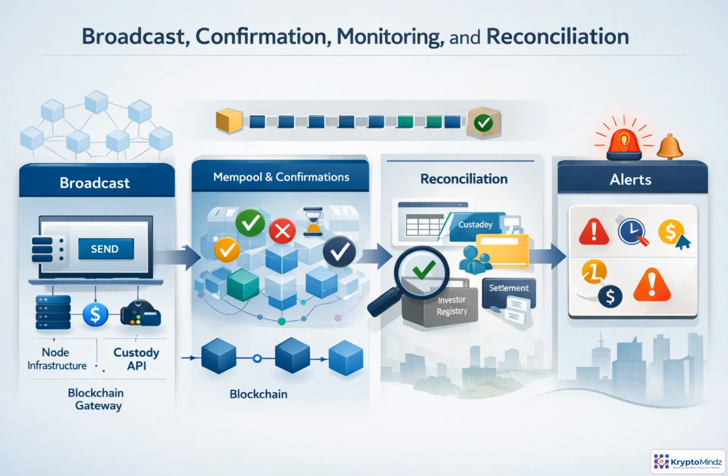Once signed, the transaction still has to prove itself operationally. It is broadcast through trusted nodes, custody APIs, or managed gateways, then monitored as it enters the mempool, gains confirmations, and reaches finality. The platform must detect failures, replacements, abnormal fees, delays, and possible reorg exposure. After execution is confirmed, on-chain results are matched against the custody ledger, investor registry, settlement, treasury, and accounting records. Alerts turn exceptions into action before records drift apart.